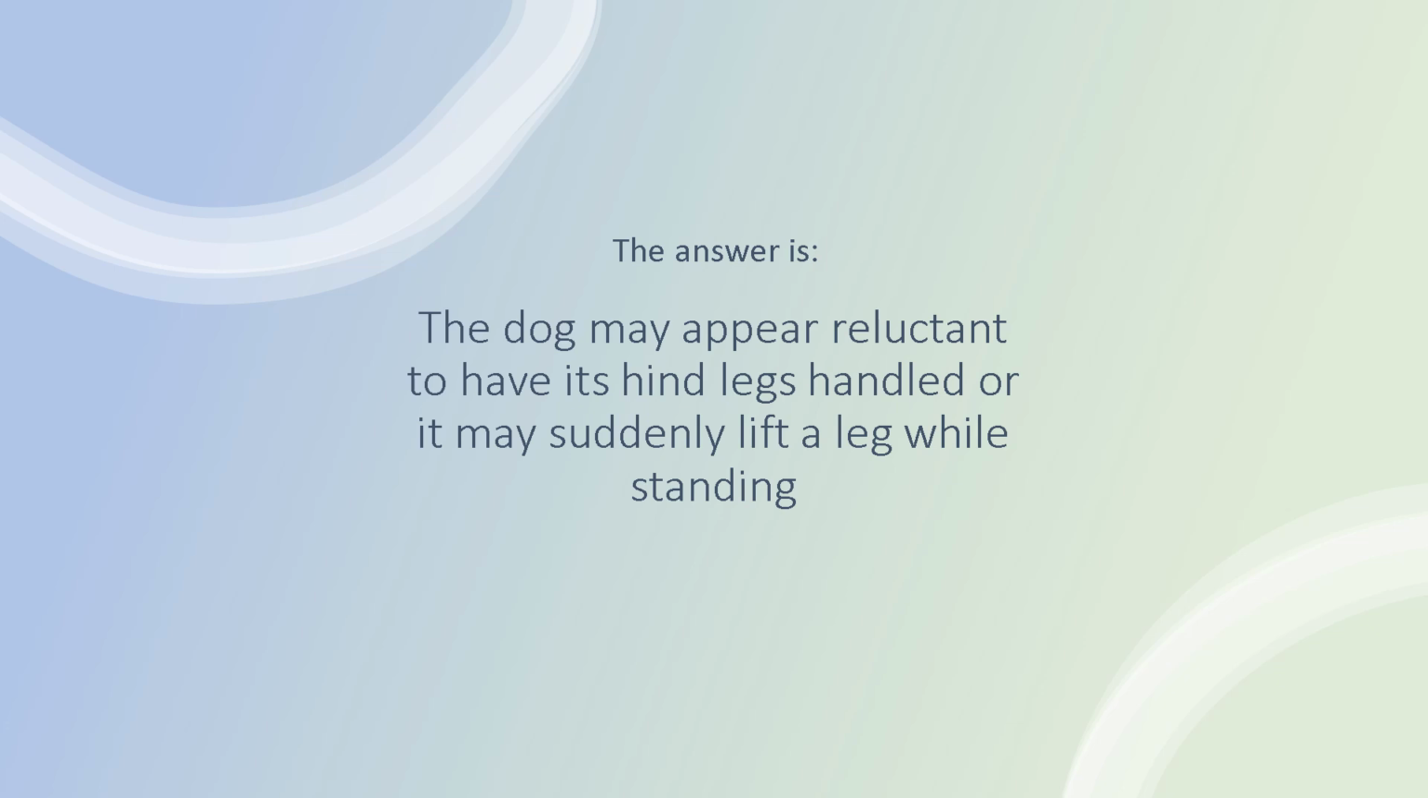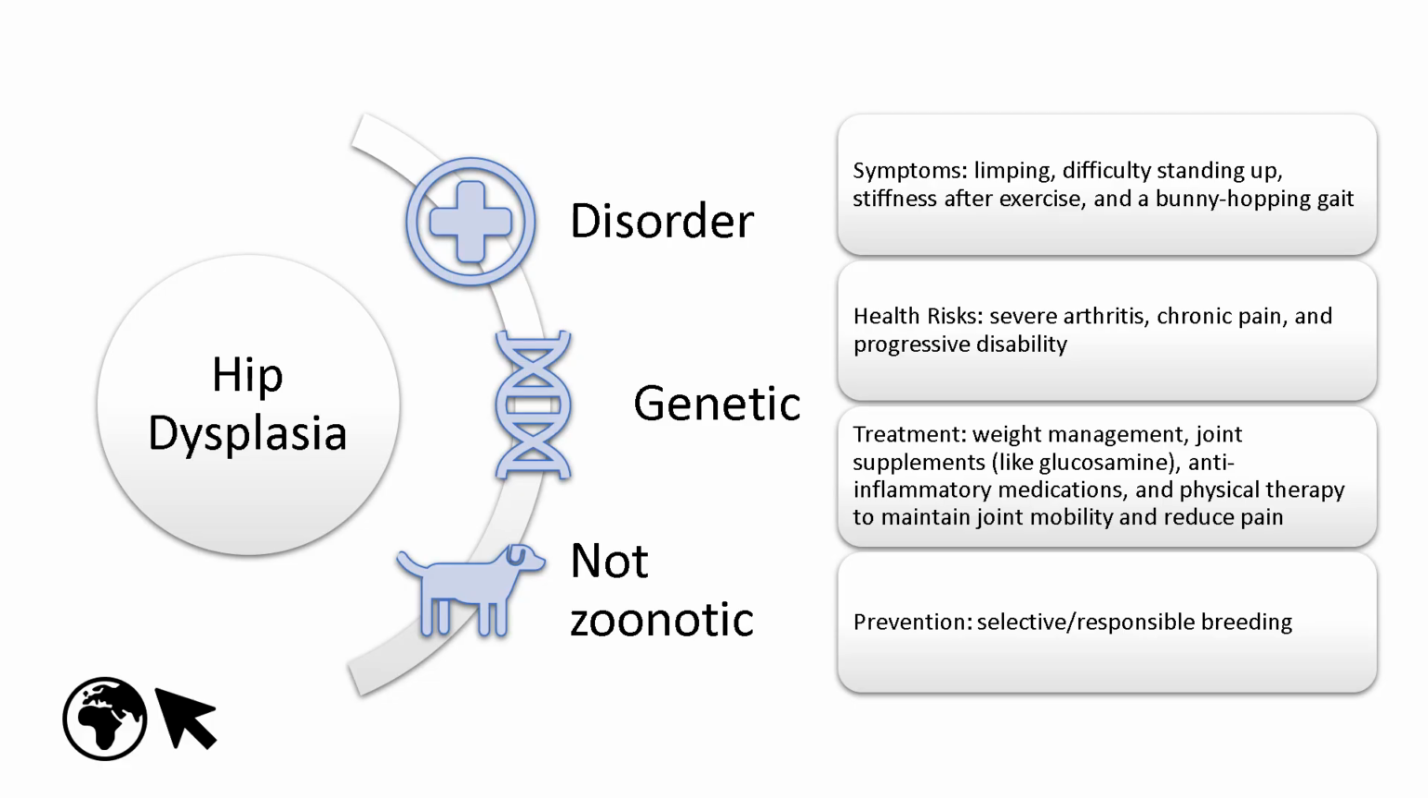Hip dysplasia is a disorder of the hip joint where the ball and socket do not fit properly, leading to joint instability and over time arthritis. Hip dysplasia is genetic, often passed down to offspring from parents, especially in large breed dogs like German Shepherds, Labrador Retrievers and Great Danes.